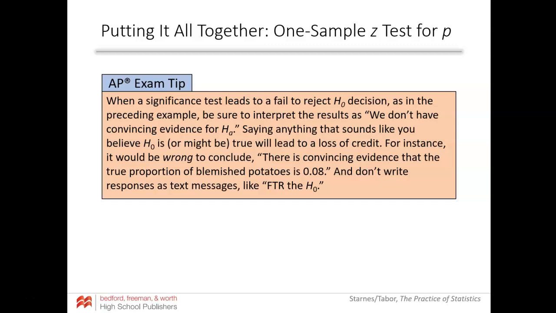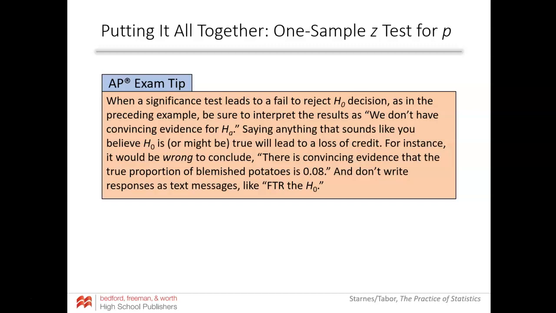When a significance test leads to fail to reject the null hypothesis, be sure to interpret it as we do not have convincing evidence for the alternative hypothesis. So that's the phrase: we do not have convincing evidence. You can say I failed to reject the null hypothesis, but you still have to give context, of course. If you say anything that sounds like you believe the null hypothesis is true, you're going to lose credit.